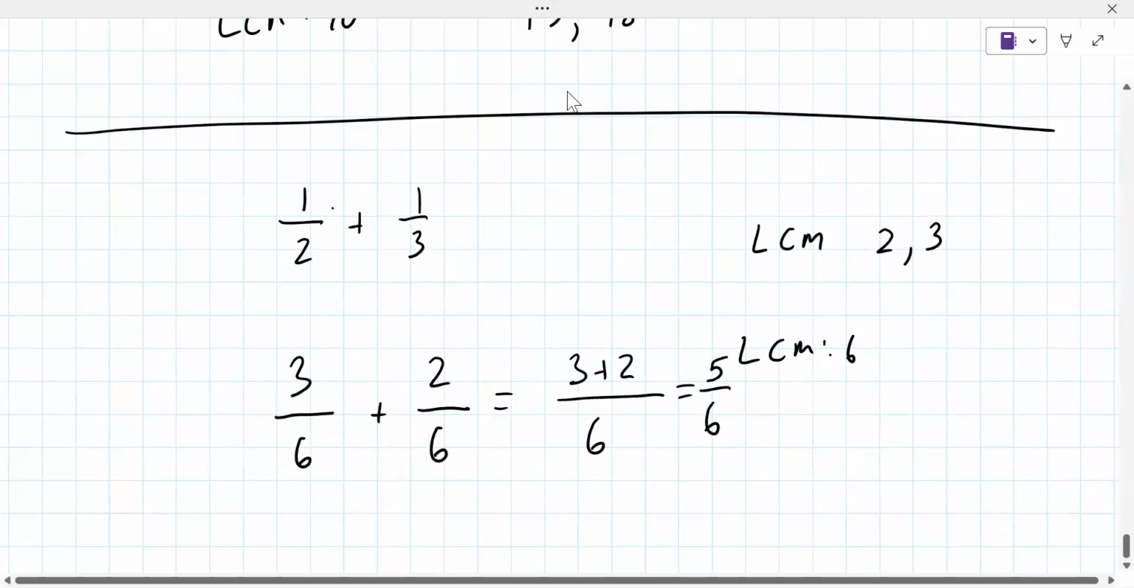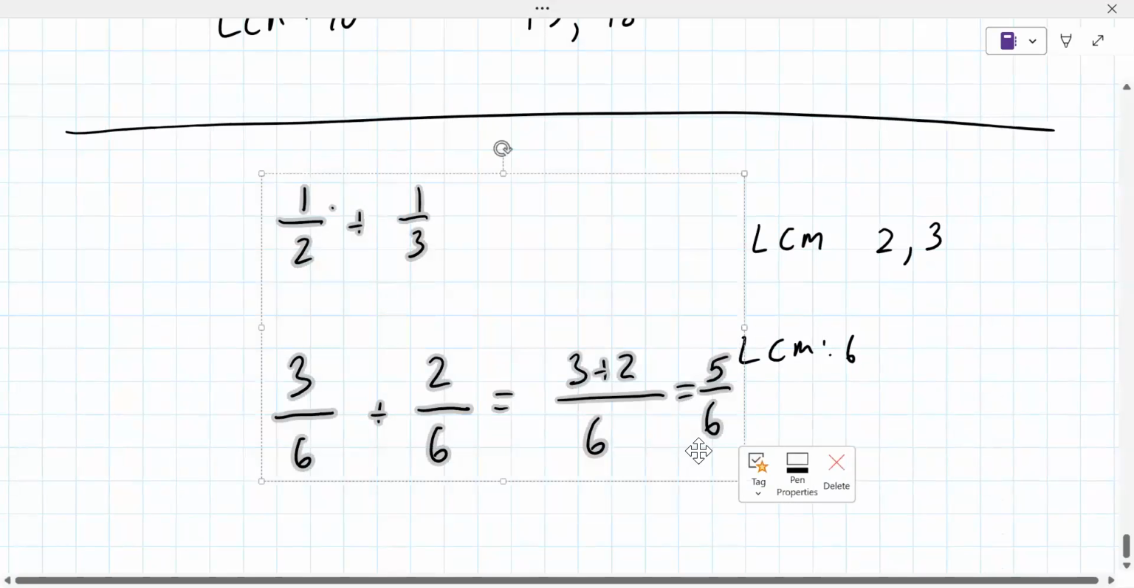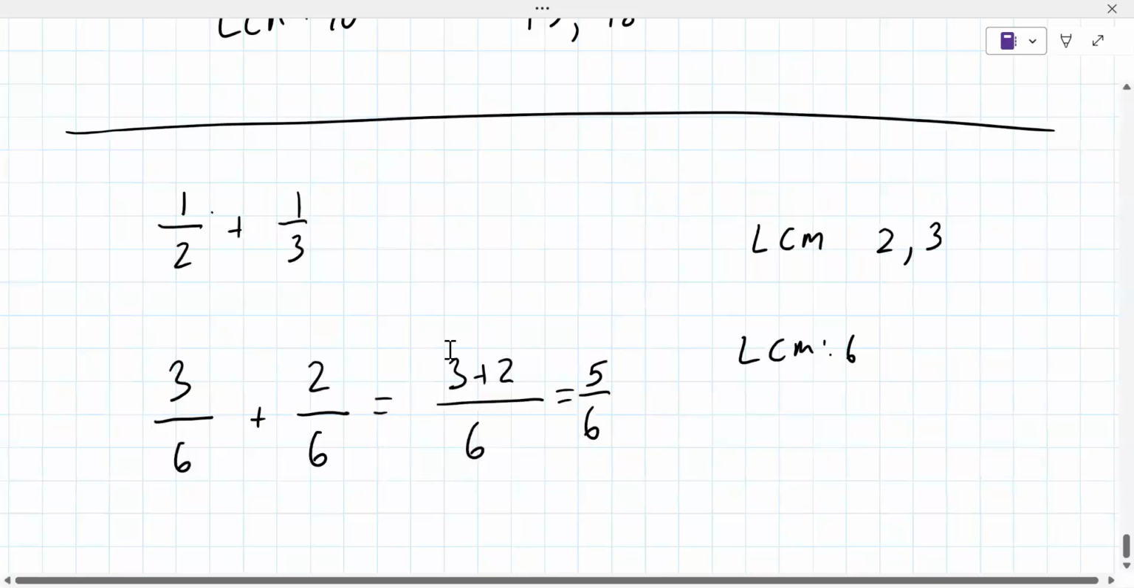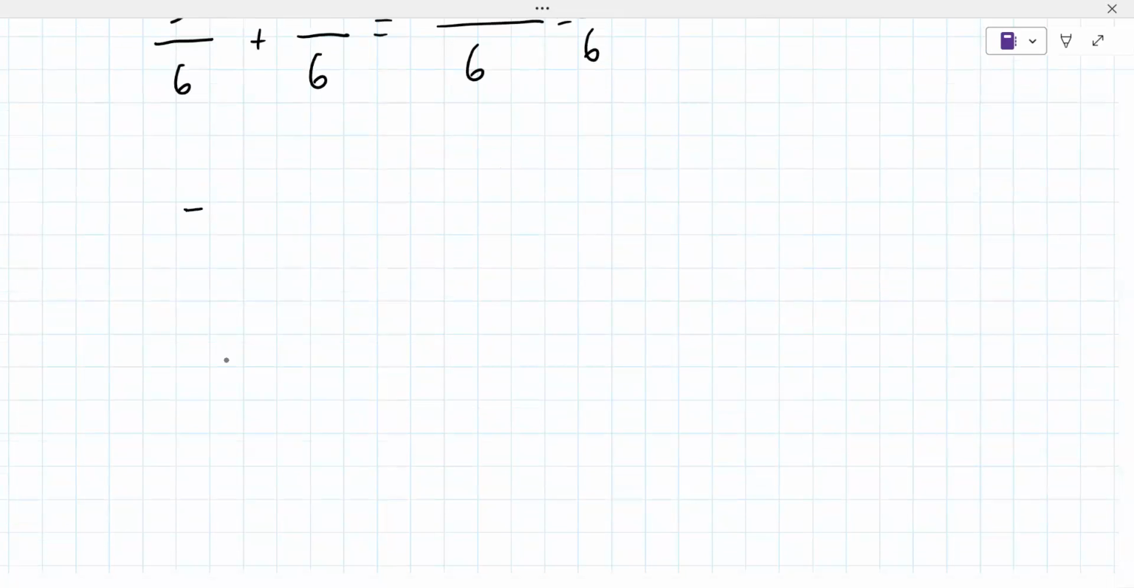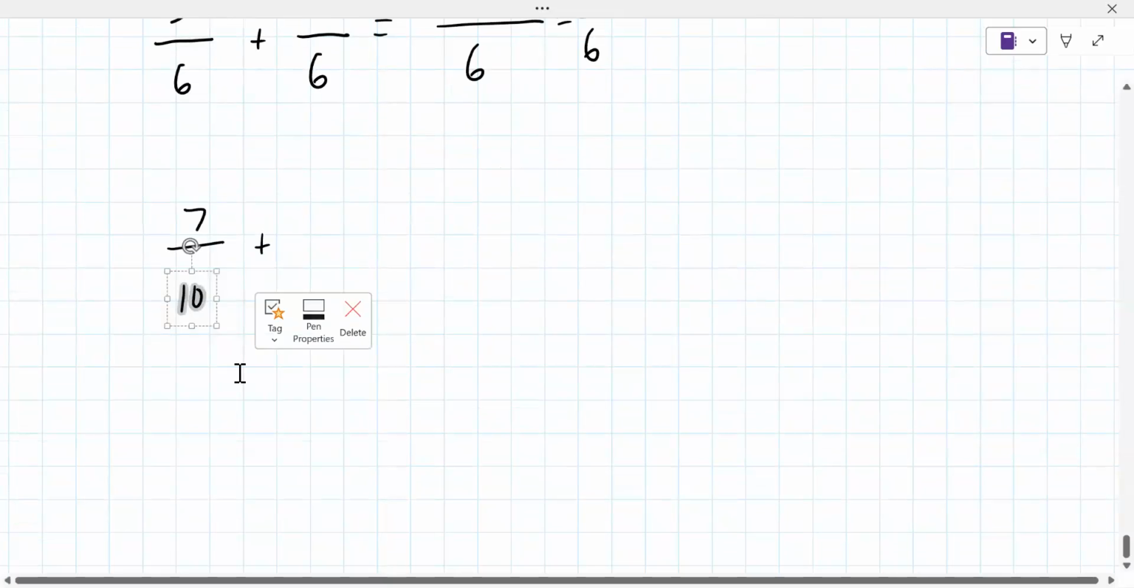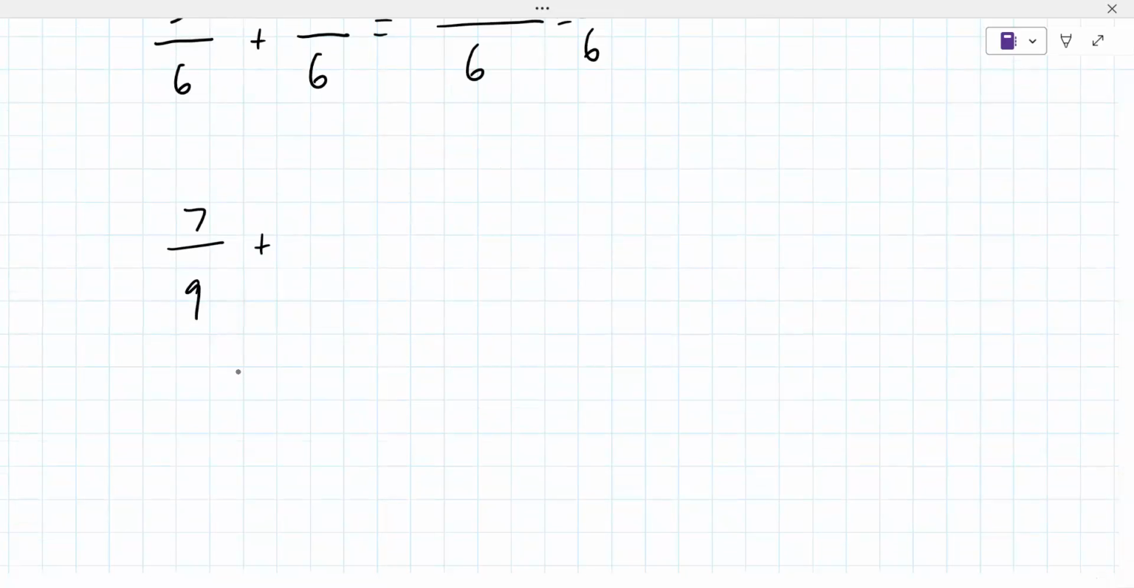But now the thing is that's a pretty straightforward example. That's one where you probably already know what to do. But what if you're asked to do something like 7/10 plus, actually, let's not do that. Let's do 7/9 plus 5/6.